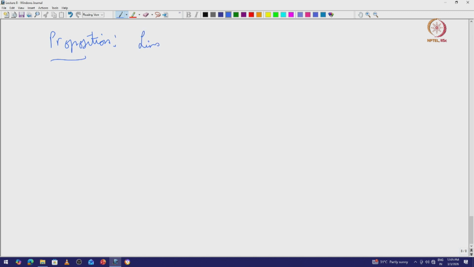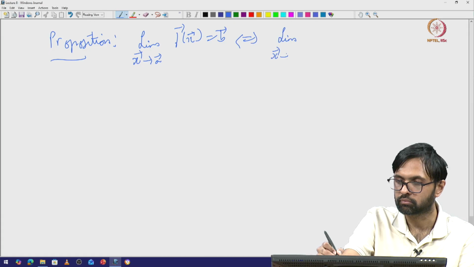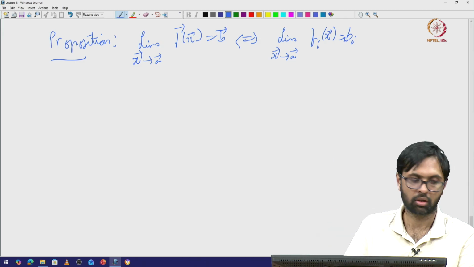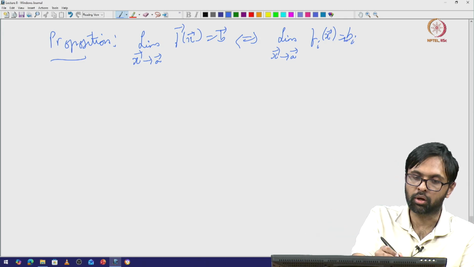The limit as x approaches a of f of x equals b if and only if the limit for each of these components exists and is equal to the corresponding component of b. And why would that be?